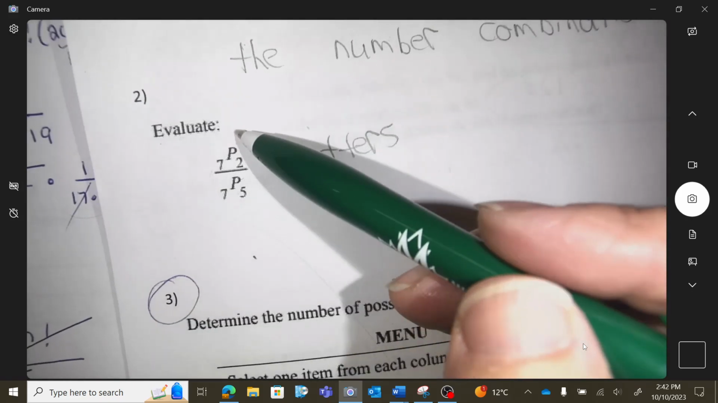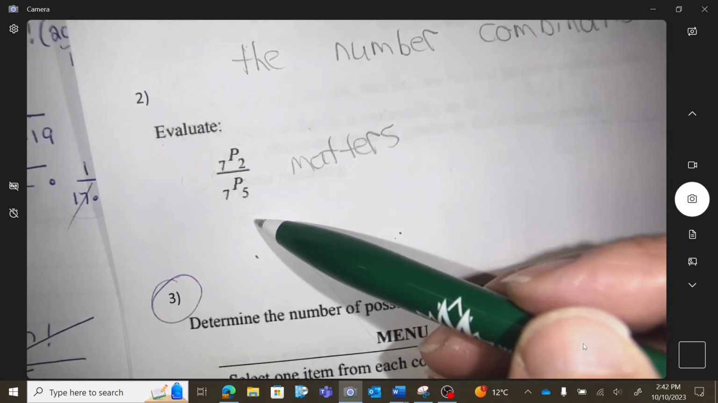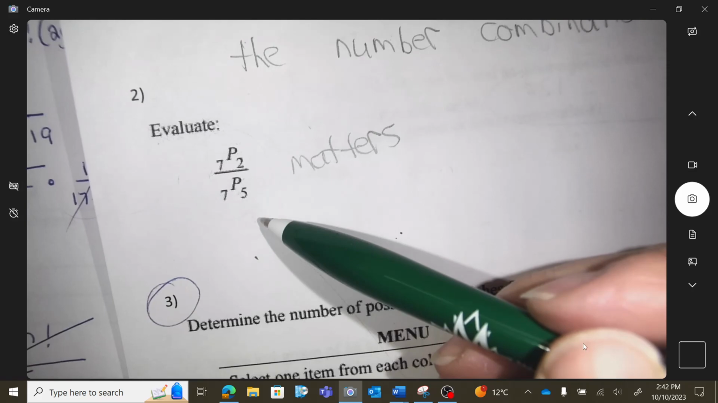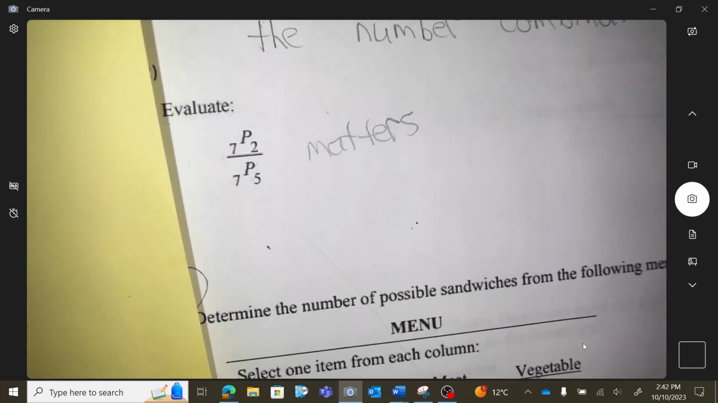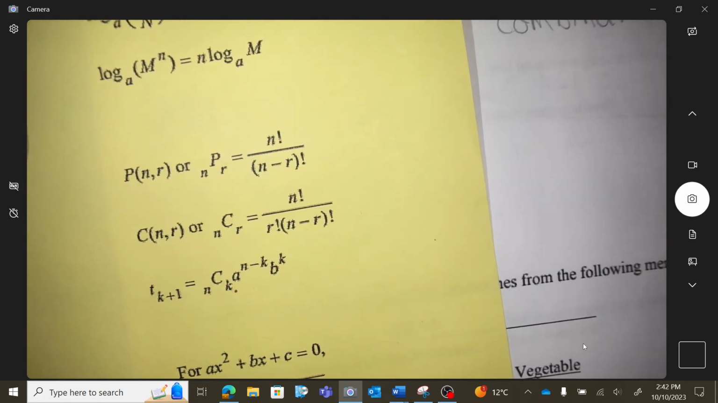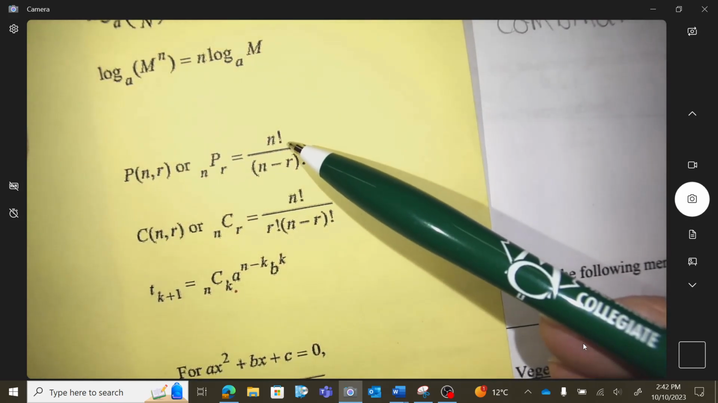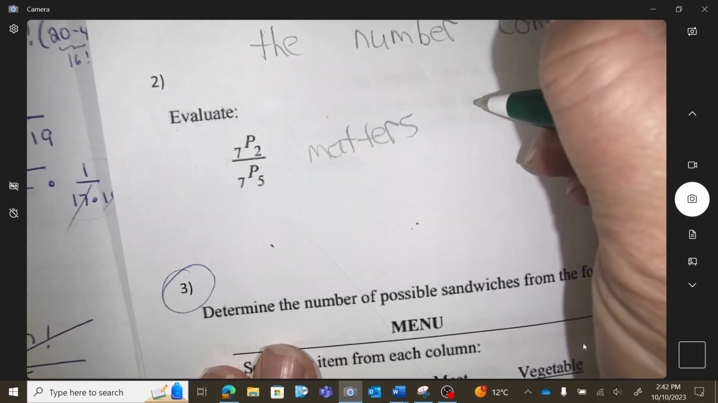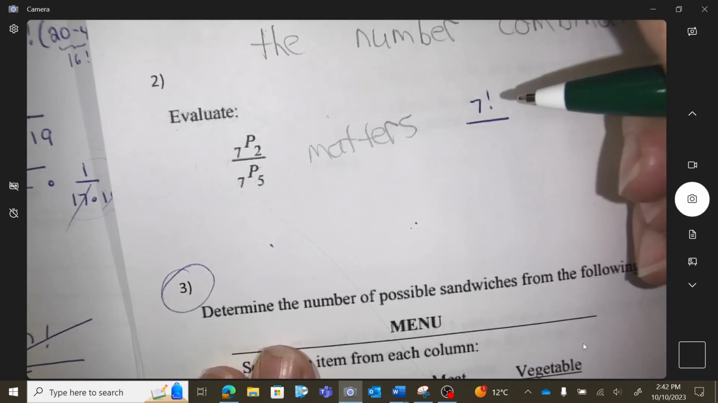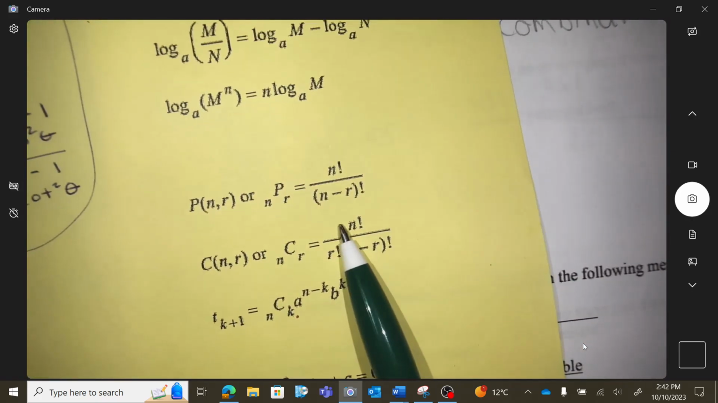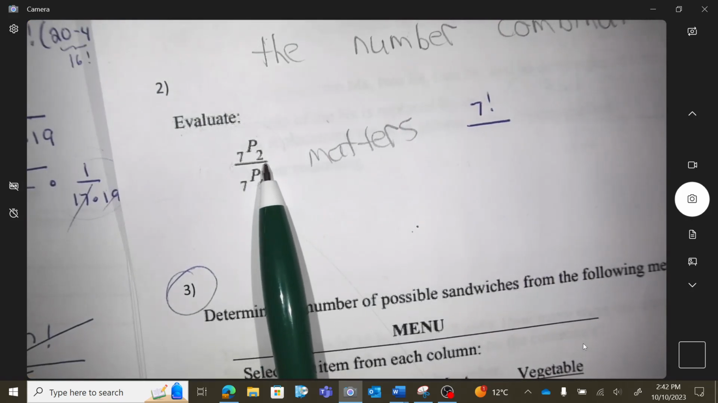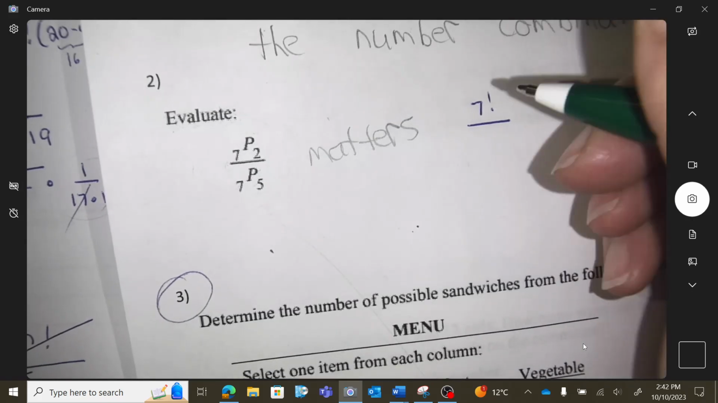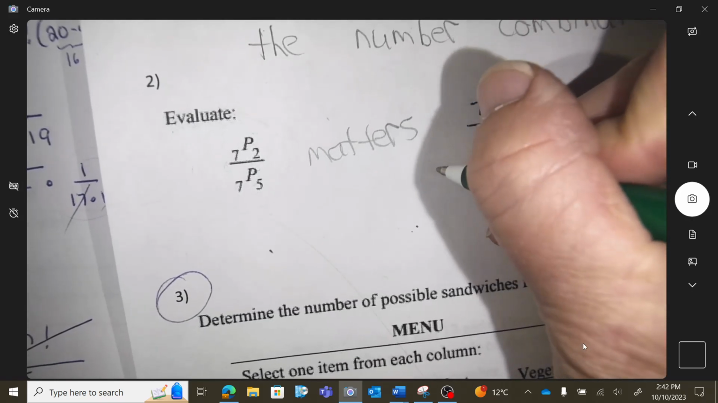So what are you going to do on this question then? You're going to use the formulas. Okay, grabbing your formula sheet. N factorial. So this would be 7 factorial. Can we do the subtraction? N minus R. So 7 subtract 2 is 5 factorial.